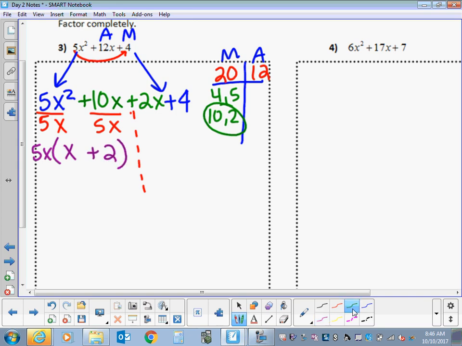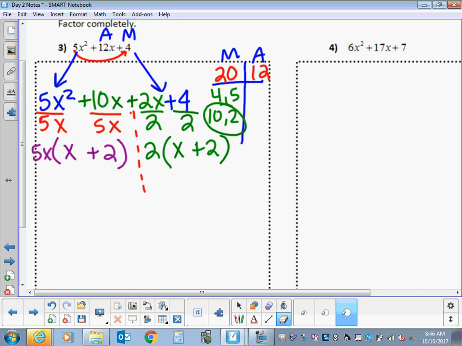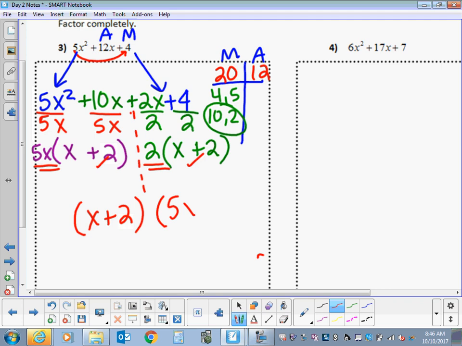On the other side, I have 2x and 4. What's my GCF? 2. Bring your GCF down. And then I have what's left over. X plus 2 if I divide. Do I have matching parentheses? Yep. So I know I've done it right so far. My matching parentheses become a factor. My GCFs become a factor. 5x plus 2.